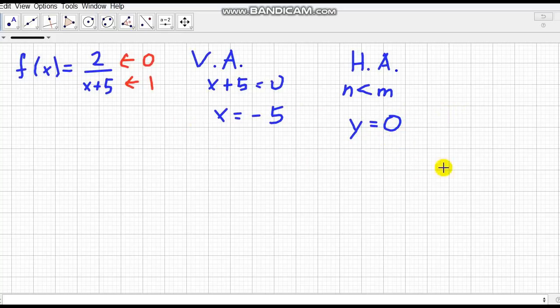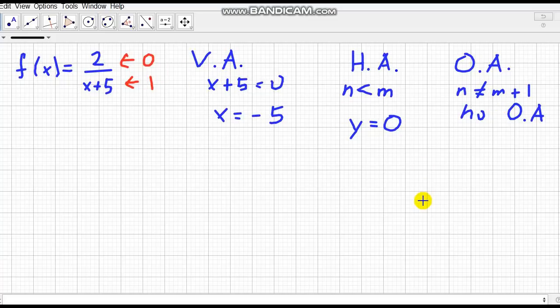So we are going to exclude x equals negative 5 and y equals 0. Now, for the rest of the values, they are included. But remember, this rule applies if there are no oblique asymptotes. We can see here that there are no oblique asymptotes since it doesn't follow n equals m plus 1. Since n is 0 and m is 1, there are no oblique asymptotes here.